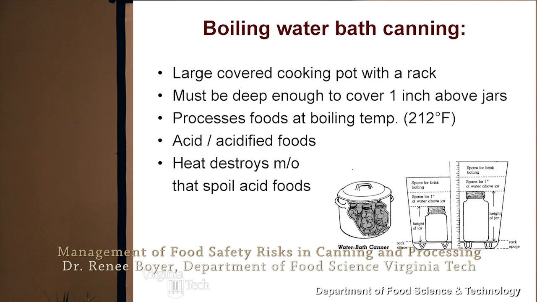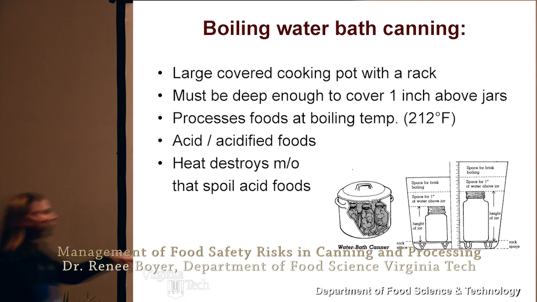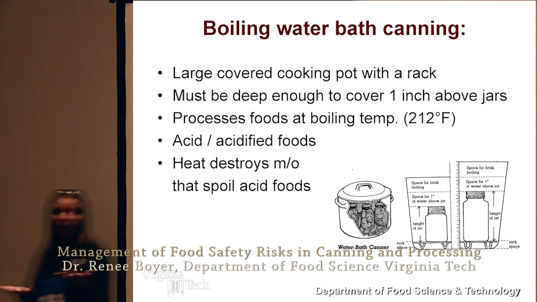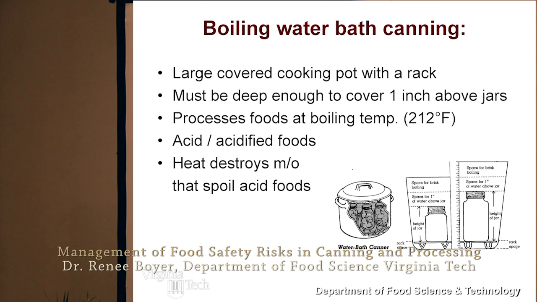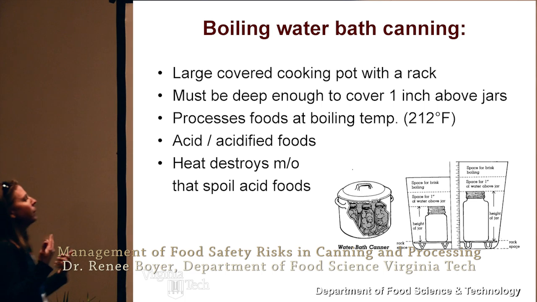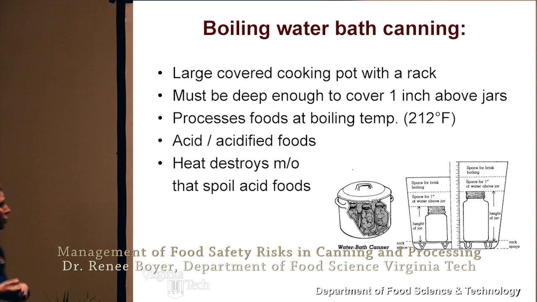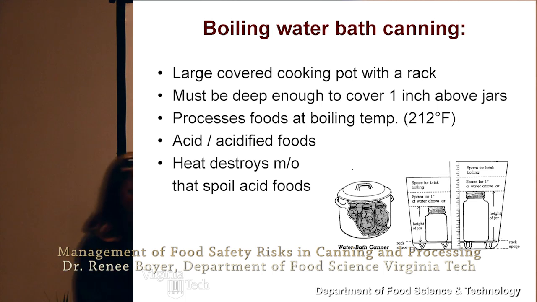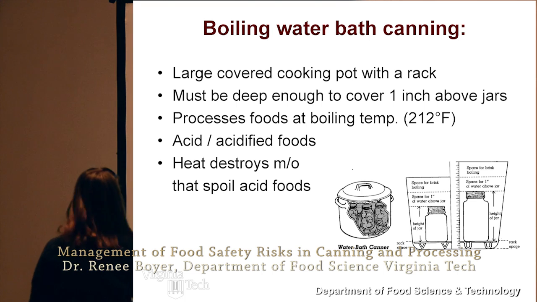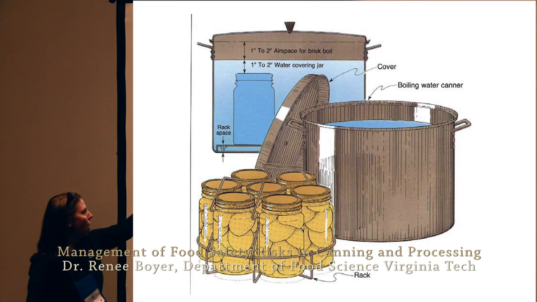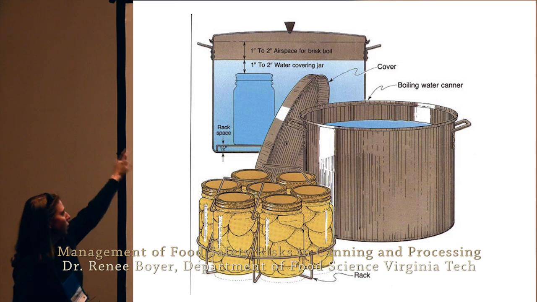And the heat destroys the microorganisms that spoil the food. So here you've got the rack down here, and you want there to be space underneath the jar so that the boiling water can circulate to allow for good heat transfer throughout the entire jar. And you want to have at least an inch above, and hopefully an additional, because it's going to be boiling rapidly, so you want to have some extra head space there. This is just a larger picture for you to look at with the rack, boiling water cover, and the head space.